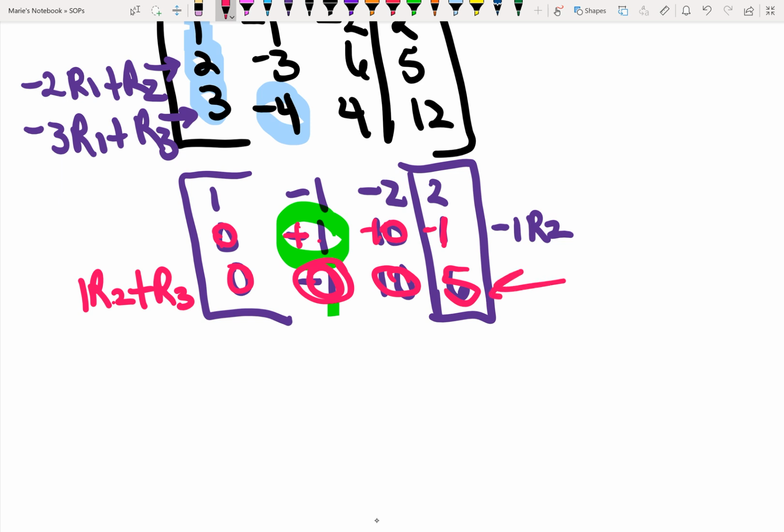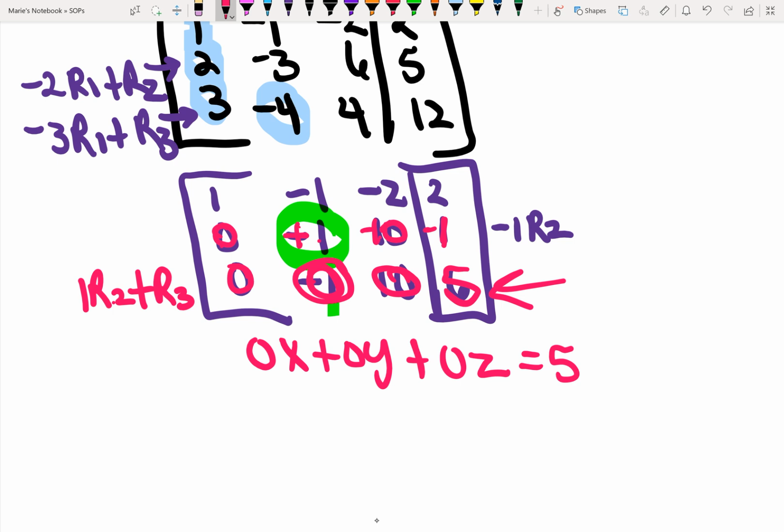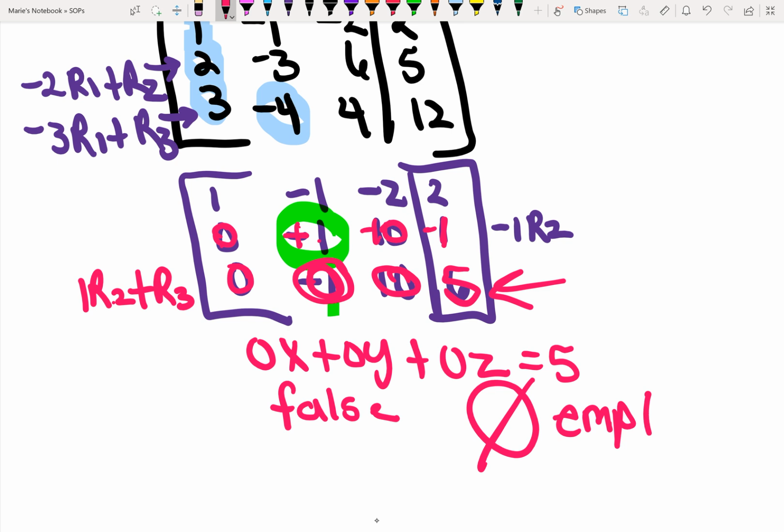Is there any way humanly possible where, in this case, 0x plus 0y plus 0z is going to equal 5? This is obviously what we would refer to as a false statement. So we would say the solution set for this is an empty set. That's how you know that there is no solution.